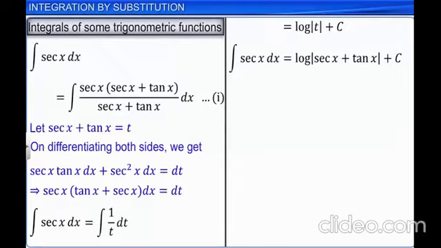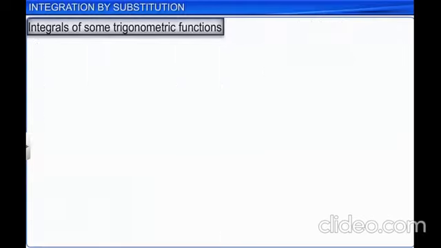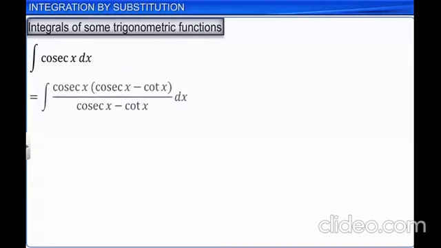Lastly, let's evaluate integral of cosecant x. Multiply and divide the integrand by cosecant x minus cot x. We get the integral as shown. Let us denote this by equation 1.